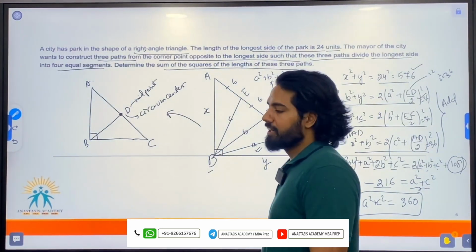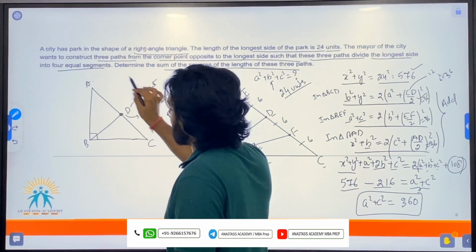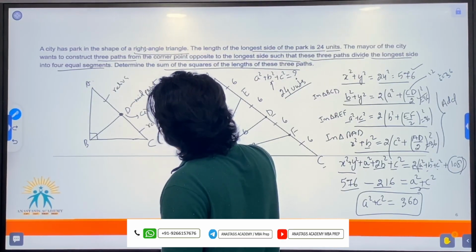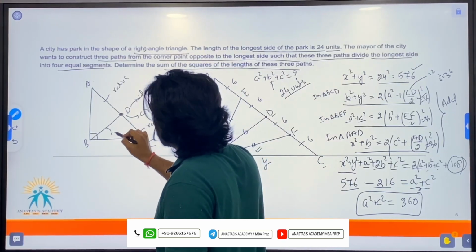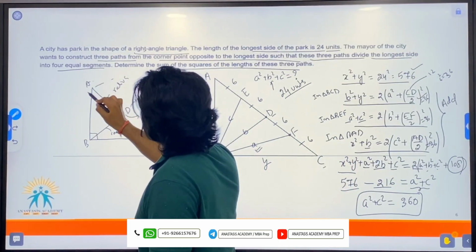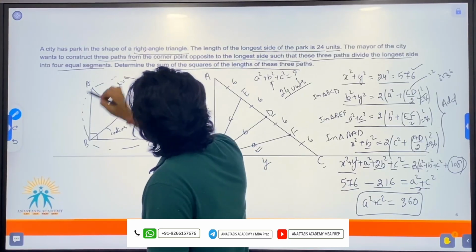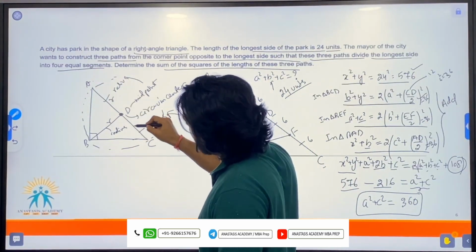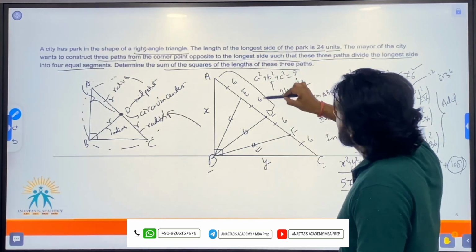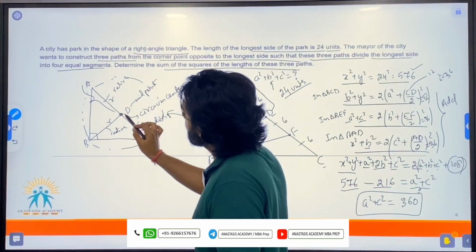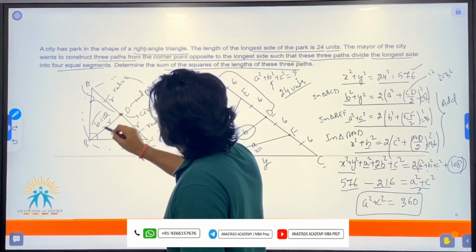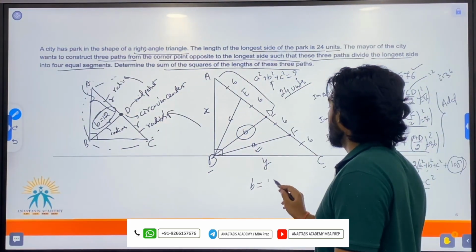If it is the center of the circumcircle, I can say this AD will be the radius, also this CD will be the radius. Similarly, BD would also be a radius of this circle, because it's a circumcircle, so it has to pass through A, B and C, right? So these lengths will be radius, radius and radius. And I know the length of AD is 12 units. So the length of this BD, which I have assumed is b units, must be equal to 12. So I get the value of b as 12 units.